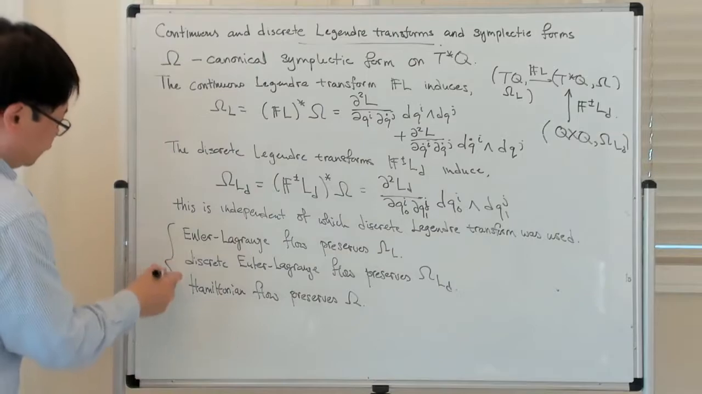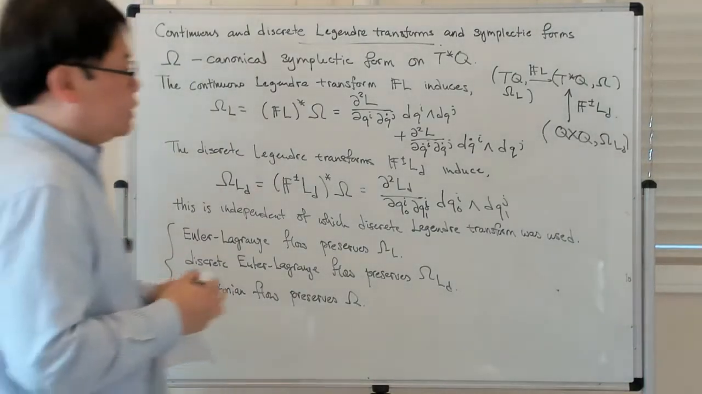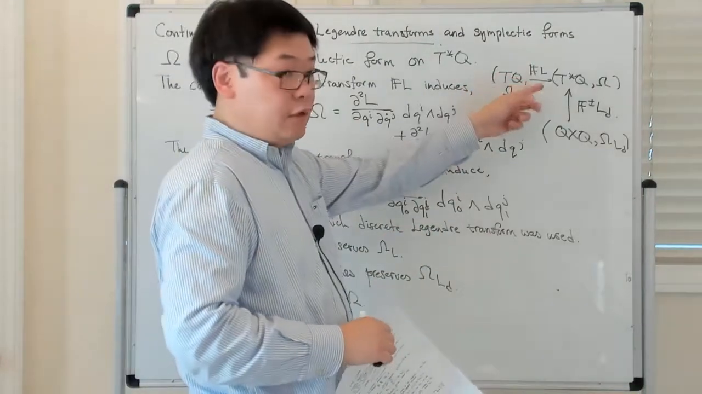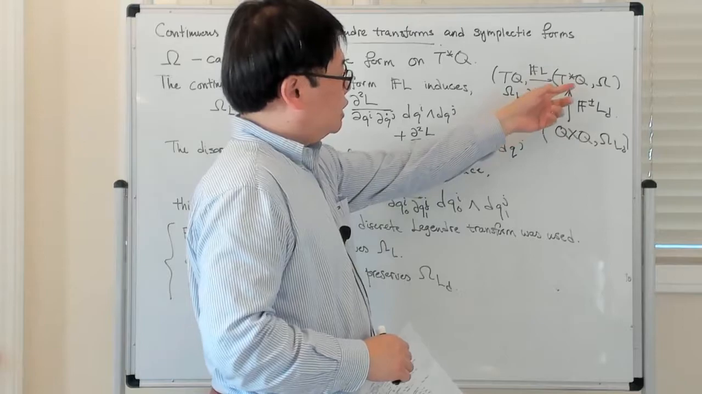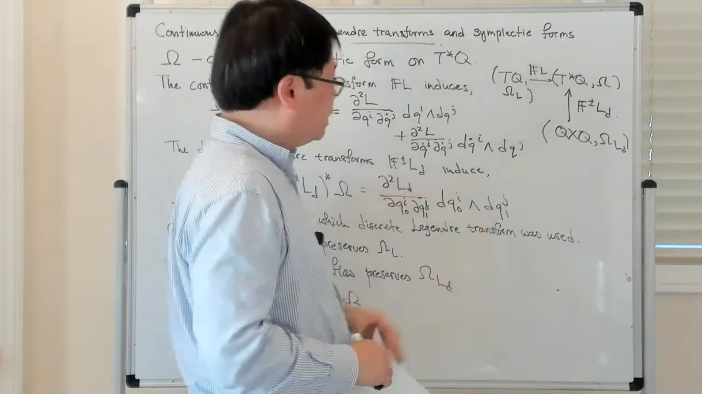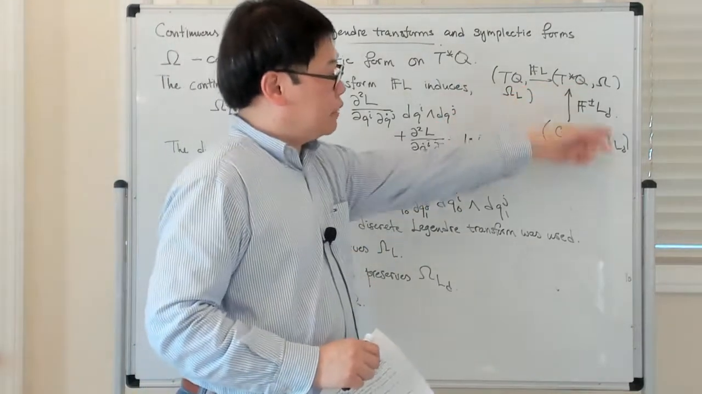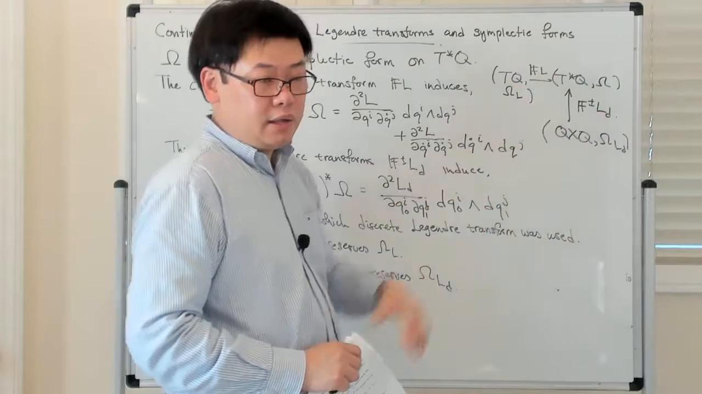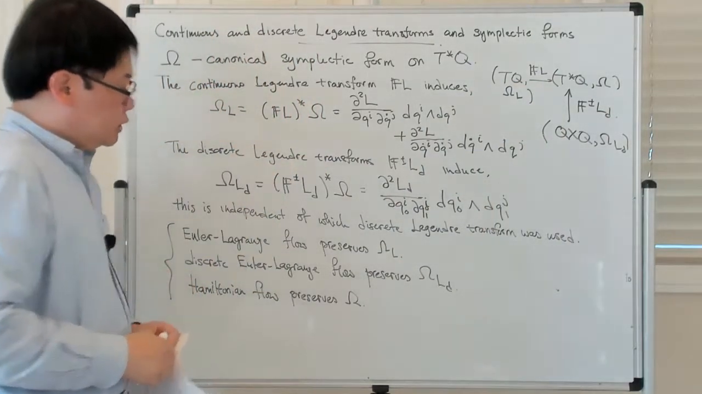So those are equivalent notions of symplecticity, at least when the Legendre transforms are invertible. Then you can write the dynamics in these three different spaces, and they all end up being related to each other, and they all have symplectic structures which are related in the obvious way with respect to pullback. Okay, so let me stop here for now.